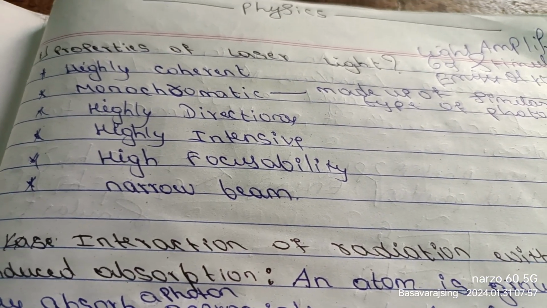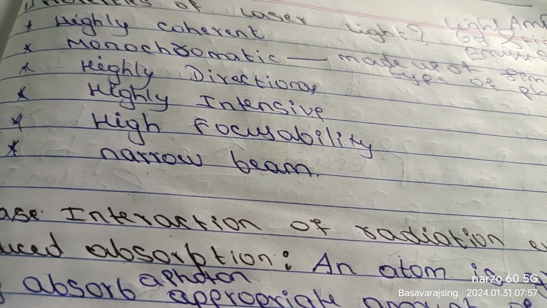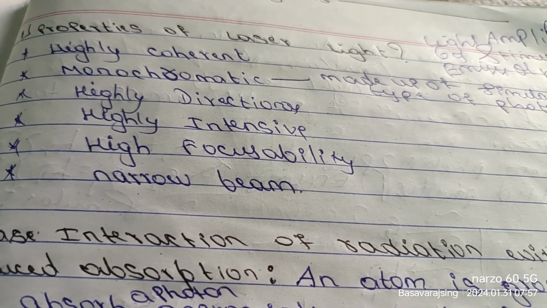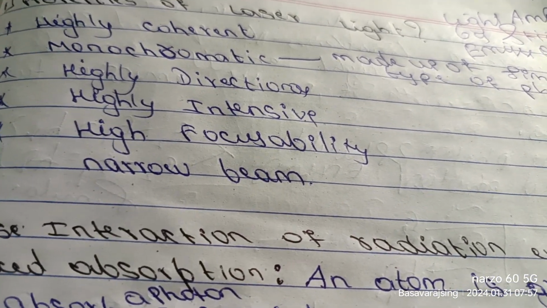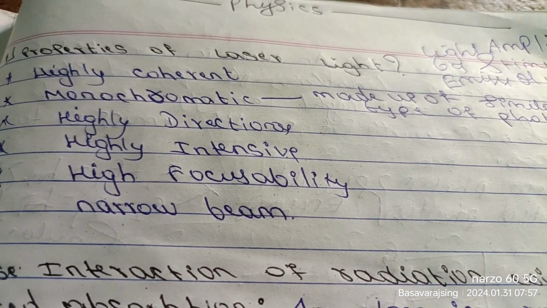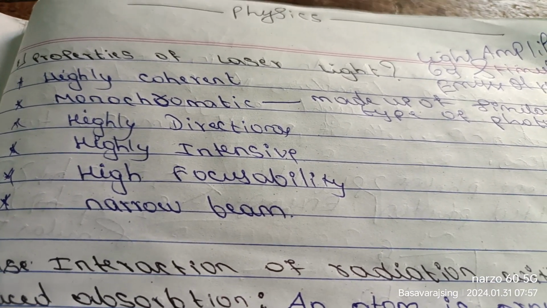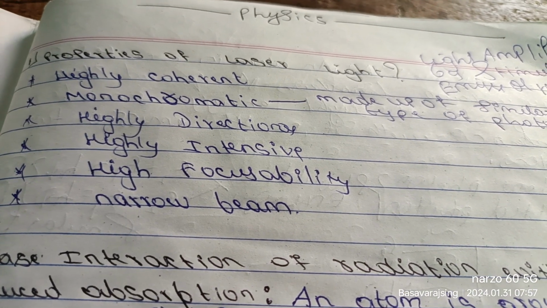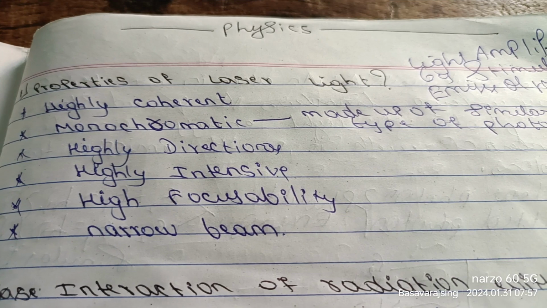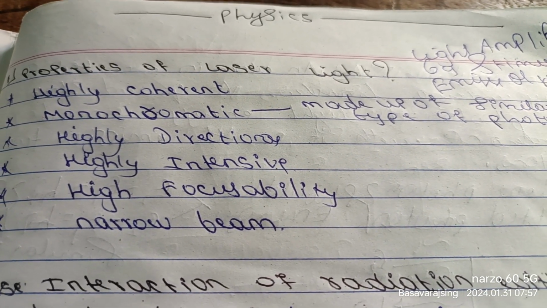Why? Because all the photons are similar. If all the photons are similar, they look like a single photon, so it will give monochromatic and highly directional light, compared to ordinary light, which is not highly directional. Ordinary light will diverge at some point. Laser light is highly intensive, highly focusable, and forms a narrow beam.